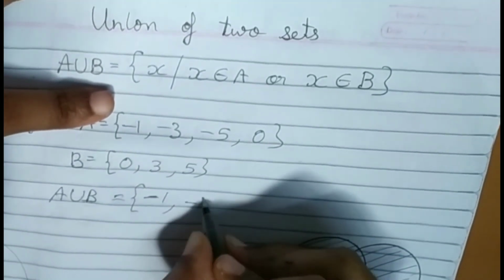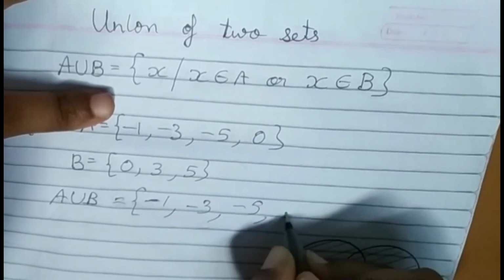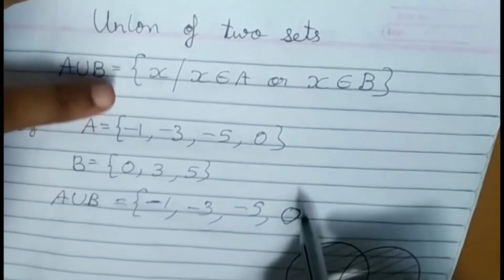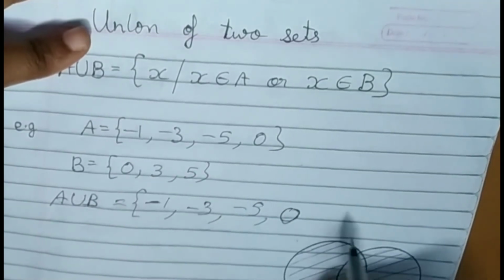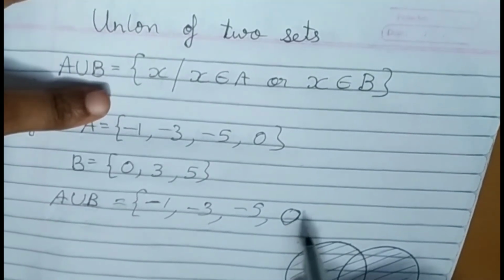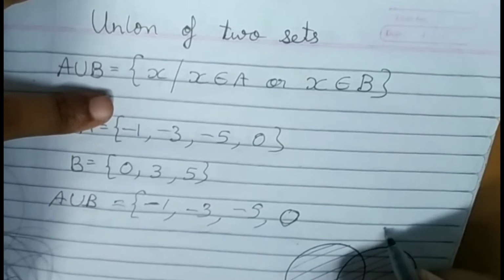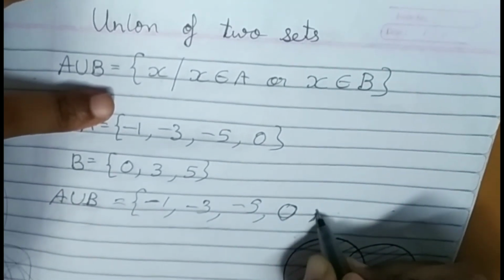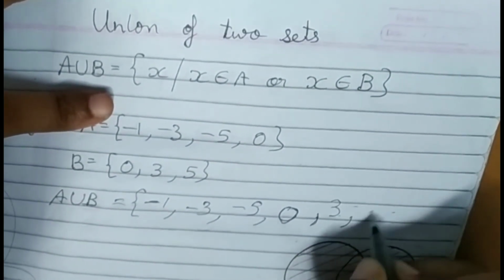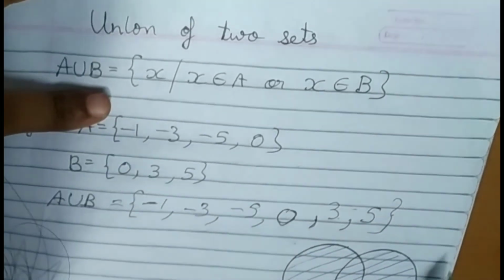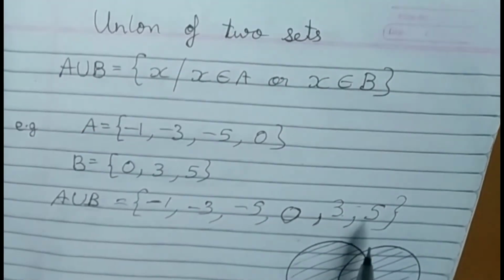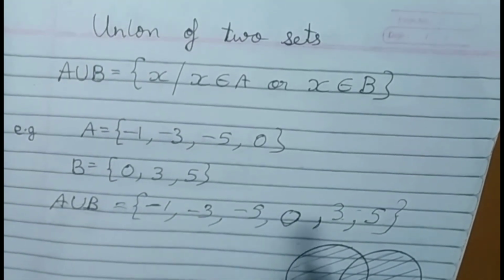-1, -3, -5, 0. Okay. Now what are the elements of B? 0, 3, 5. Now that we will write. But 0 we have already written, so we will not repeat it. So elements of B will be 3 and 5. So this is how we write all the elements. So this is how we write the elements of A union B.